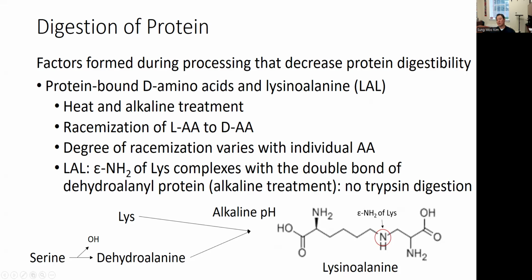And in some other cases, heating again, and also alkaline treatments, will cause the changes of L amino acids to D amino acids, causing racemization. If racemization of the amino acid in the polypeptide or protein happens, then the protease cannot recognize that and cannot act on it. So that's another reason for decreasing protein digestibility.